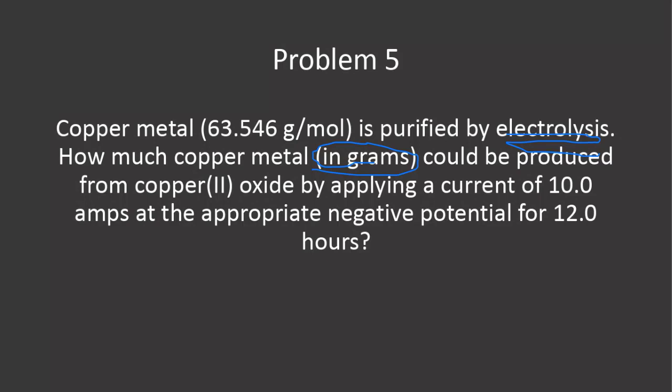How much copper metal could be produced from copper oxide? So we're saying we have copper 2. We could write this out, but we don't actually have to for the purposes of this problem, unless to look at how many electrons we need. So I guess we could do that, just to find our electrons. So copper 2 oxide, we would say do this.